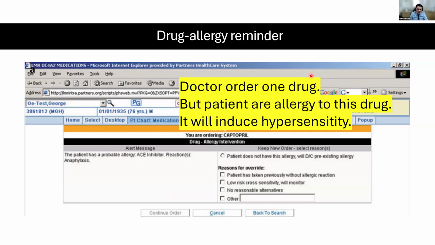You can see this case is a drug allergy reminder. It means the doctor orders one drug, but the patient is allergic to this drug, so the system will show a reminder, saying the patient may have an allergy to this drug, or this drug is an ACE inhibitor, an anti-hypertension drug, so it will induce hypersensitivity. So the physician maybe will cancel this drug, but sometimes he will continue. He may say, even though you show this reminder, I think the patient doesn't have this allergy, or maybe the patient has taken this drug previously without an allergic reaction. So sometimes even if you show a reminder to the physician, the physician will reject or override it.